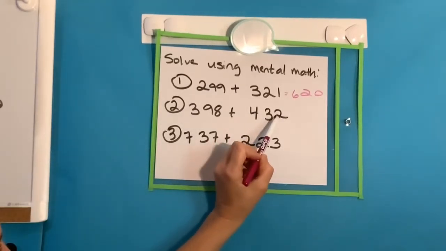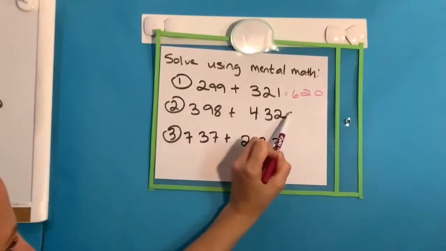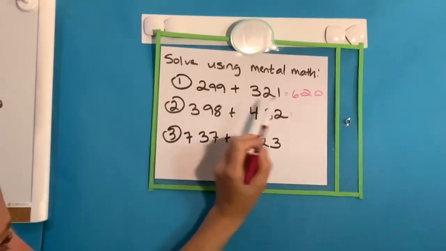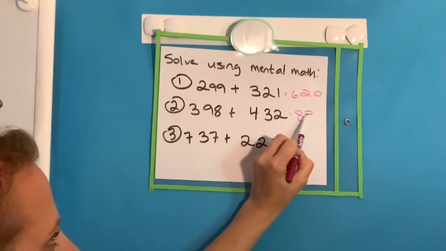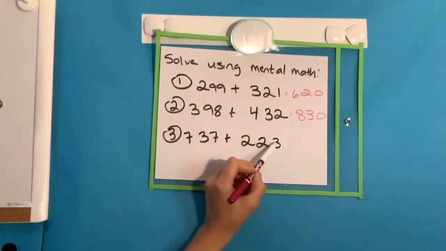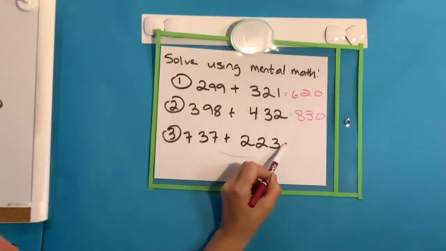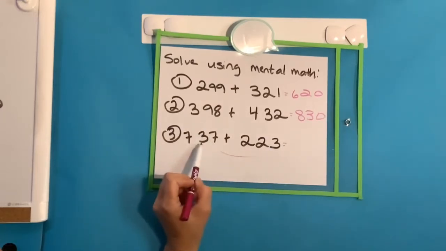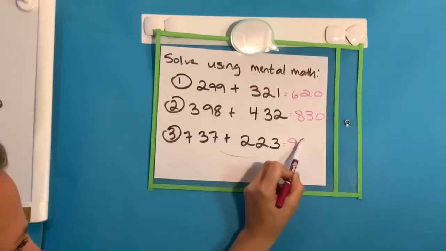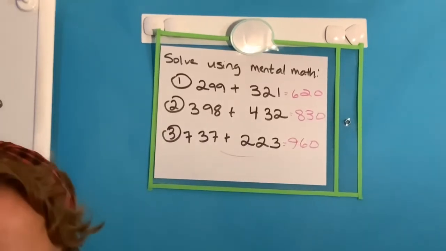Similarly, here we're going to move 2 over. So if we move 2 over, this becomes 400 plus 430, which is 830. And here we're going to move 3 over. So this becomes 740. This is 220. When we add those together, we should get 960.